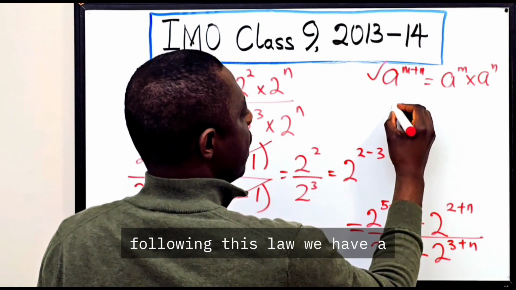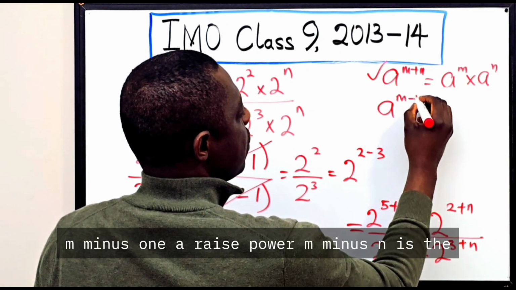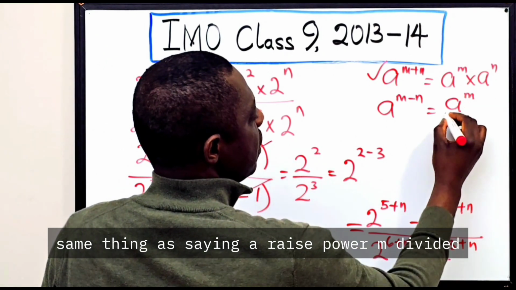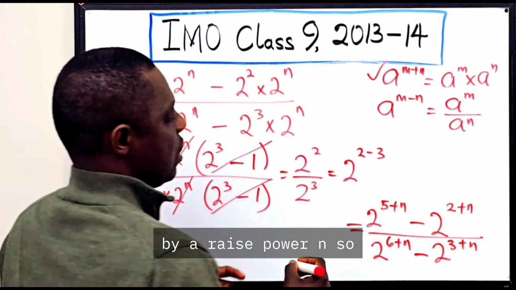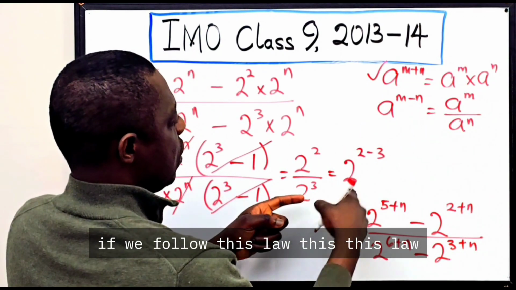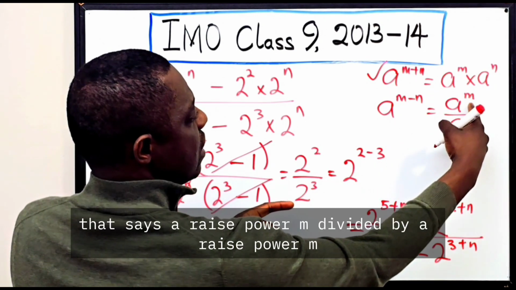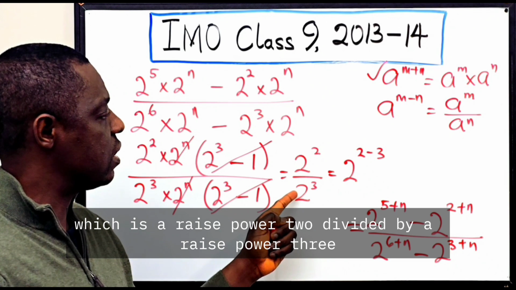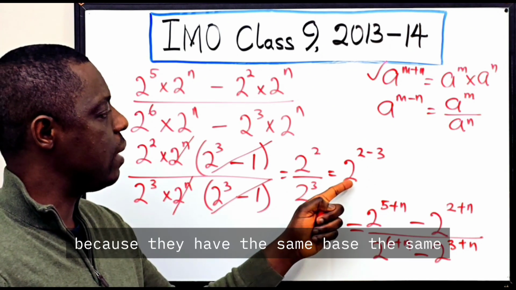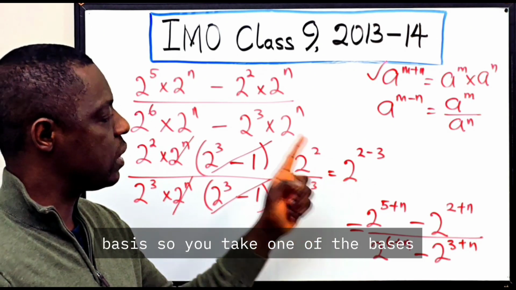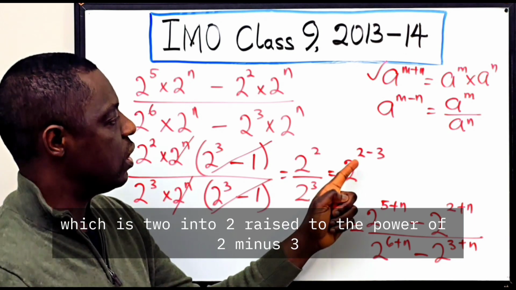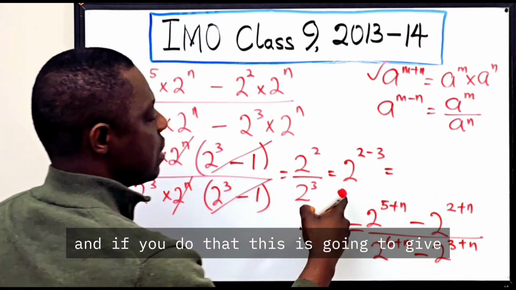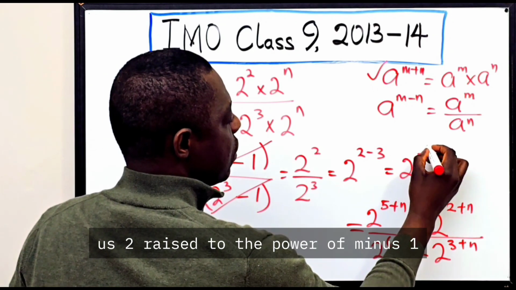Following this law, a raised to the power m minus n is the same thing as saying a raised to the power m divided by a raised to the power n. So if we follow this law, which is this raised to the power 2 divided by this raised to the power 3, because they have the same base, you take one of the bases, which is 2, into 2 raised to the power 2 minus 3. And if you do that, this is going to give us 2 raised to the power minus 1.